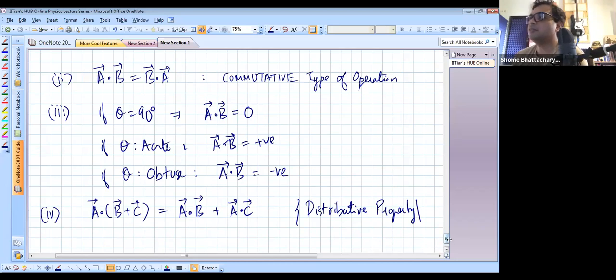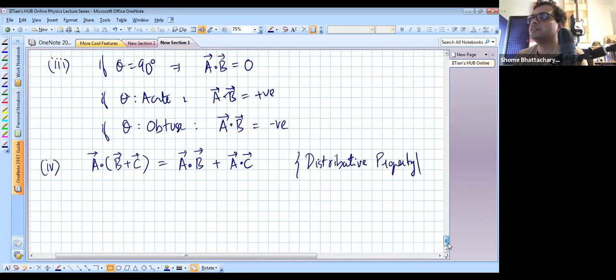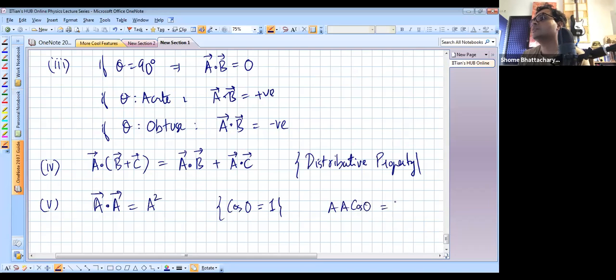Okay. And the final fourth property is that it is distributive in nature, that A dot (B plus C) is equal to A dot B plus A dot C. This is also fairly obvious because it just follows from the definition. And one more important property from here is that if you take the dot product of a vector with itself, it just becomes the square of the magnitude. Because cos 0 is unity. So it will become A into A into cos 0. So that is nothing but magnitude of A squared.